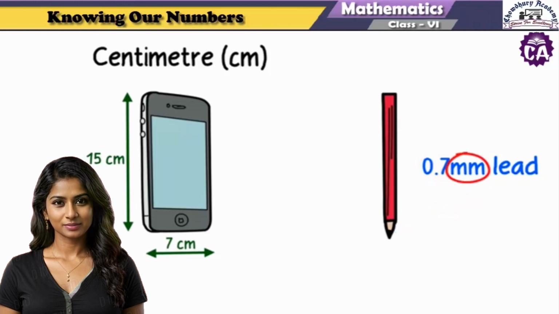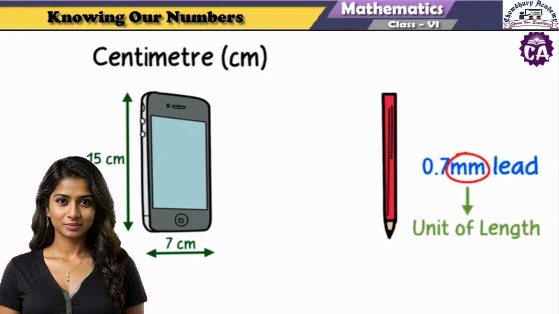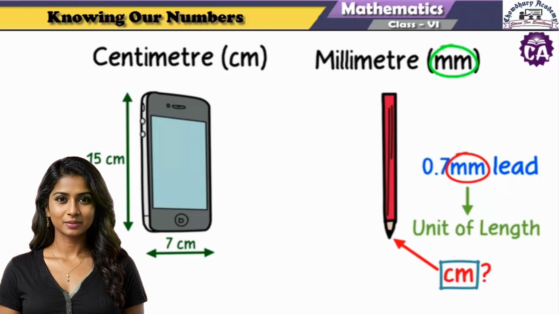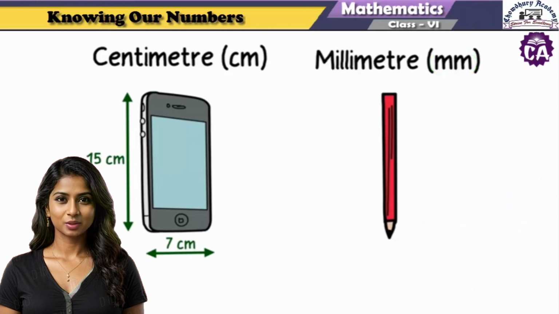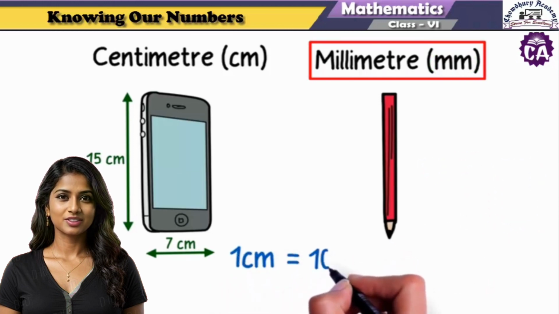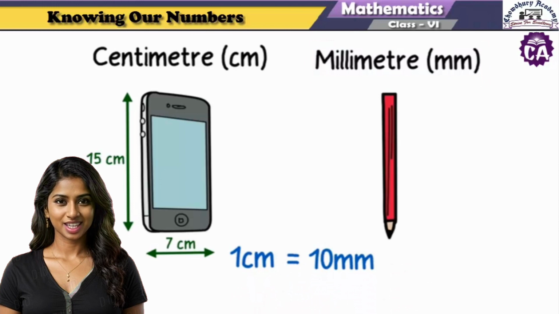But what is mm? It's a unit of length. But why can't we use centimeters to measure the thickness of the pencil lead? Because it's too tiny for centimeter to be used as a measuring unit. Hence, we use something called millimeters. That's what mm stands for. How small is this unit? Well, 1 centimeter is equal to 10 millimeters. Each millimeter is 1/10 the length of a centimeter.